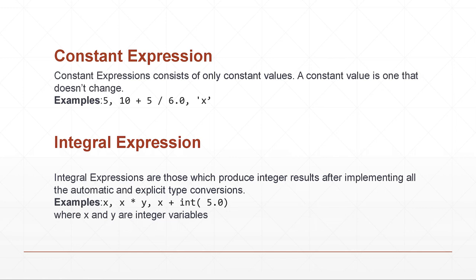Constant expressions consist of only constant values. A constant value is one that doesn't change. Examples: 5, 10 + 5, 6.0. Integral expressions are those which produce integer results after implementing all the automatic and explicit type conversions. Examples: x, x * y, x + int(5.0), where x and y are integer variables.